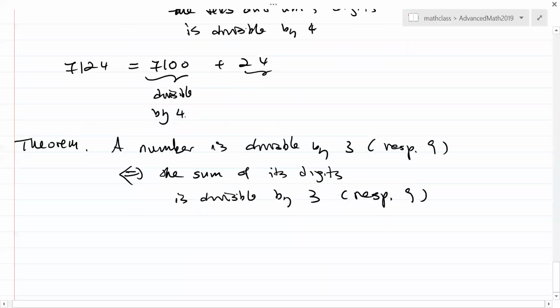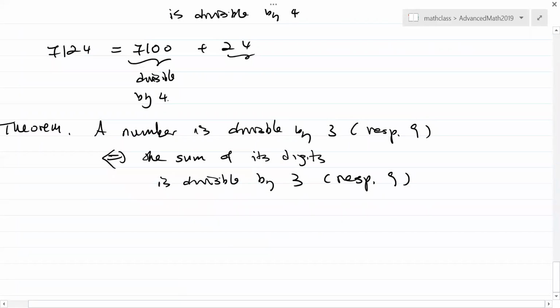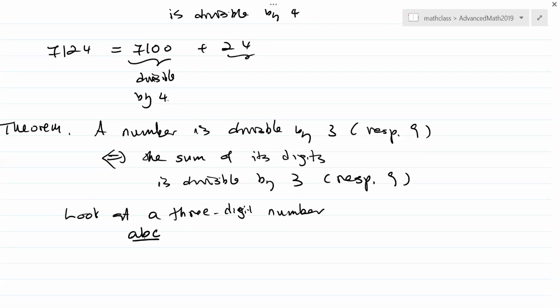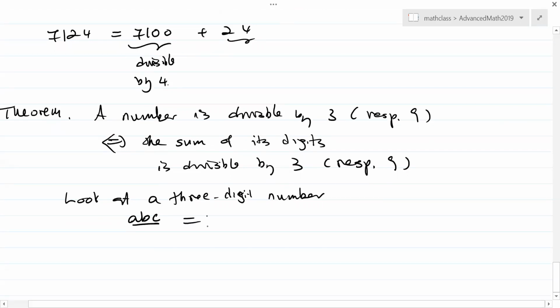So 9 and 3 we take care of. And why is this true? Well, you just look at a 3-digit number. We denote it by A, B and C, where A, B, C are all digits. This is going to be 100 times A, and B is 10B, and then C. But 100 can be decomposed as 99 plus 1. So this is going to be 99A plus A, which is 9 times 11A plus A.